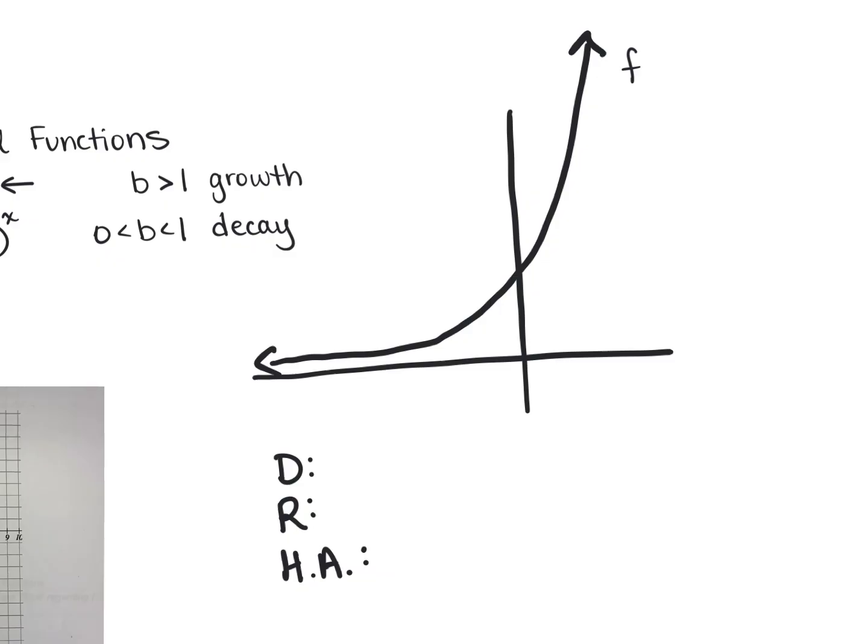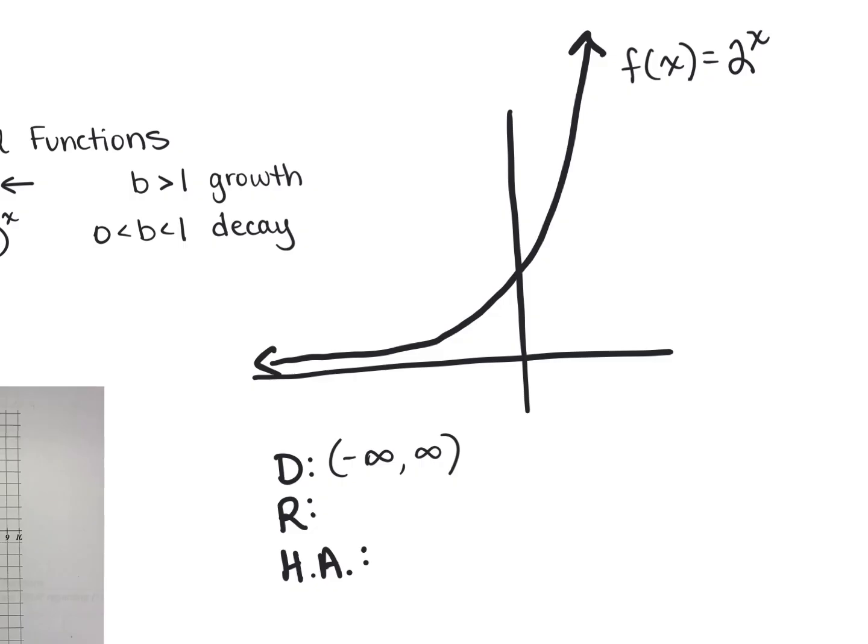What happens with these is you have to be given a base. The one that they typically will use is 2 to the x. That's a parent graph that they use often. When I'm looking at this, the domain doesn't look like it has any restrictions. So the domain for exponential functions is negative infinity to positive infinity. There are no domain restrictions with these.